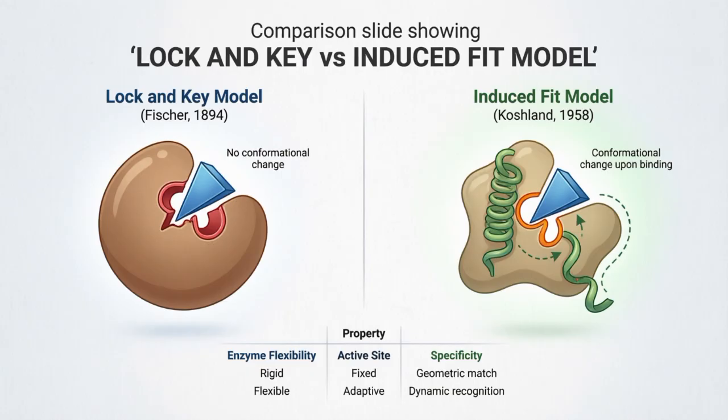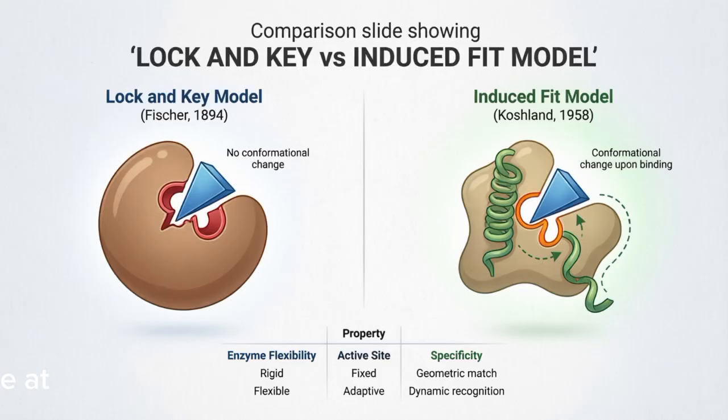Now here's the critical difference. Look at these green dashed arrows. These arrows show movement and conformational change. The enzyme is actually changing shape when the substrate binds. See this dashed line outline? This shows the enzyme's original shape before binding. The solid brown shape shows the enzyme after binding. It's actually wrapped around the substrate more tightly. The label states conformational change upon binding. This means the enzyme actively adjusts its shape to better fit the substrate, like a hand putting on a glove. The glove changes shape to accommodate the hand.